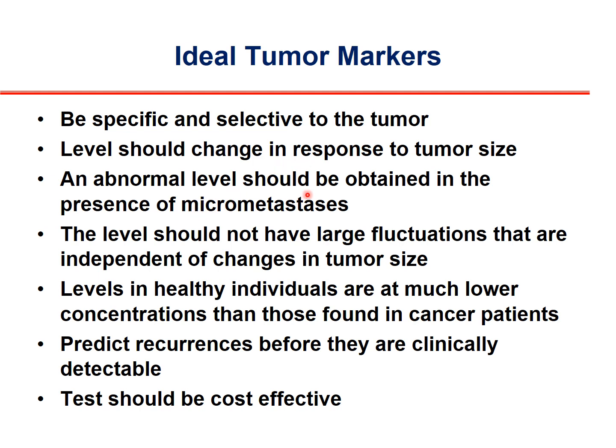An abnormal level should be obtained in the presence of micrometastasis. It should be very, very sensitive. The level should not have large fluctuations that are independent of changes in tumor size. Levels in healthy individuals should be at much lower concentration than those found in cancer patients. So that should be very specific and selective.